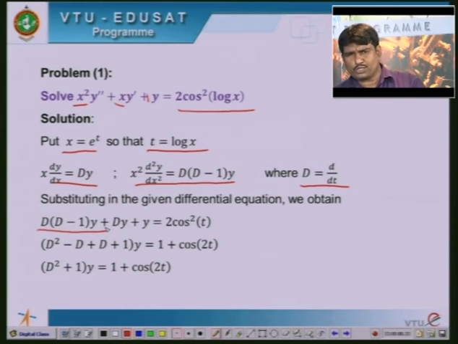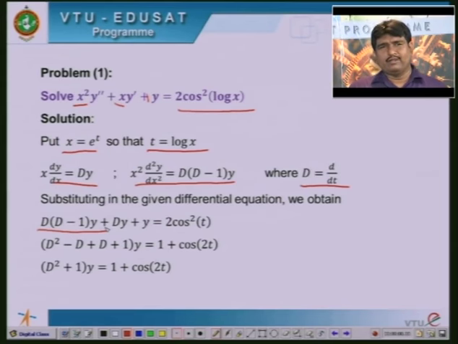I do not have a shortcut formula for cos square t, because I have told you, if it is e to the power of ax, replace D by a. If it is cos(ax plus b) or sin(ax plus b), replace D square by minus a square, provided the denominator is not equal to 0. So, the rule is applicable for such standard functions. So, you have cos square t here, convert it to linear form.